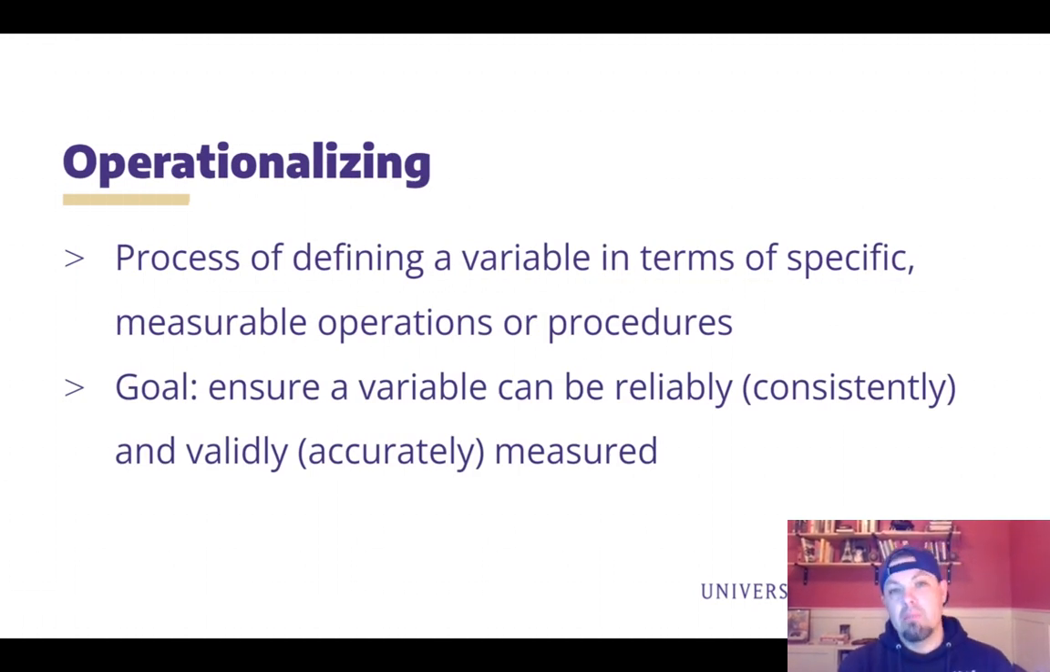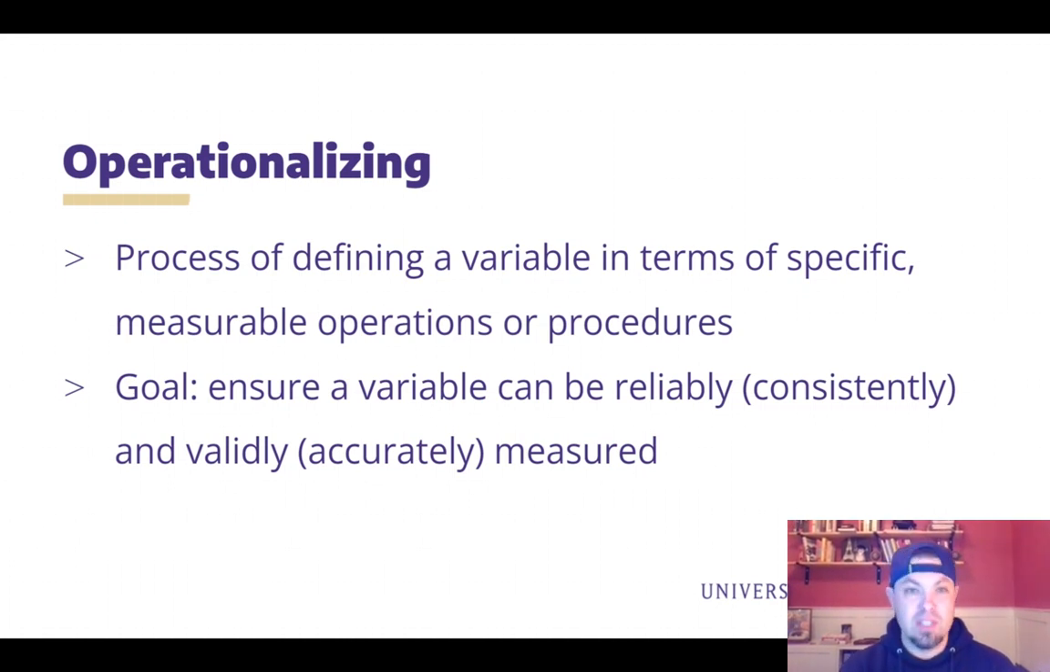The first part of creating a measure is to identify whether your construct is unidimensional or multidimensional. A unidimensional construct is one that can be assessed with a single measure. A multidimensional construct is one that has multiple dimensions and thus needs to be measured in different ways to get at each of those dimensions. For example, GPA is unidimensional, whereas something like intelligence is multidimensional because it takes into consideration more than just grade point average. Operationalization is the process of defining a variable in terms of specific measurable operations or procedures.